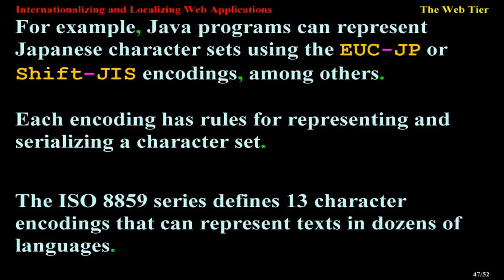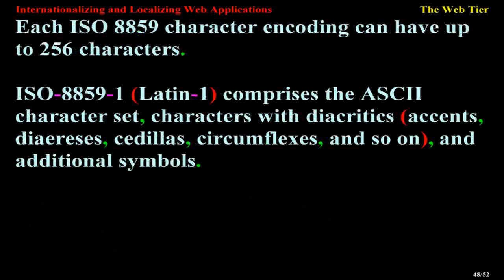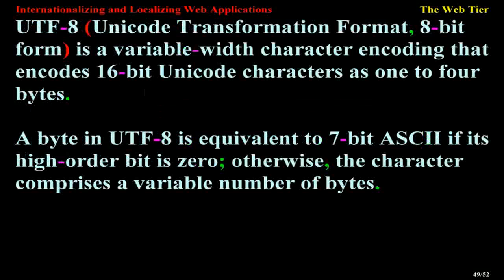The ISO 8859 series defines 13 character encodings that can represent texts in dozens of languages. Each ISO 8859 character encoding can have up to 256 characters. ISO 8859-1 (Latin-1) comprises the ASCII character set, characters with diacritics (accents, diaereses, cedillas, circumflexes, and so on), and additional symbols.